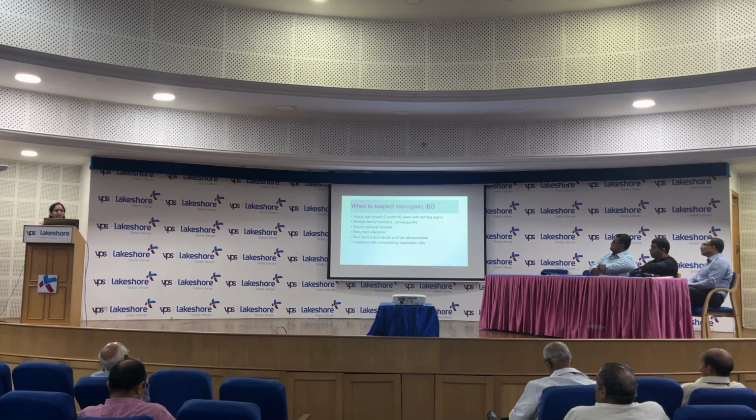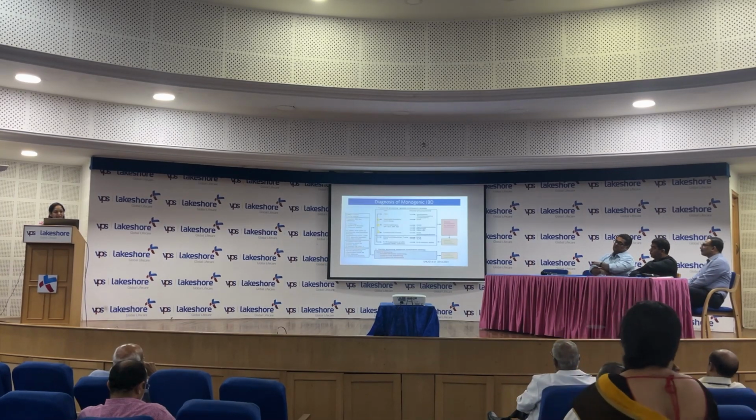When a child presents to you, when do you suspect this could be monogenic? Because we can't be sending genetic testing for every one of them. One is if they have a very early age of presentation, or two, if they have multiple family members affected or consanguinity, severe perianal disease, associated recurrent infections or skin lesions, dental or hair abnormalities, or when treatment with our conventional medication fails. That's when you start suspecting, could this be monogenic IBD?